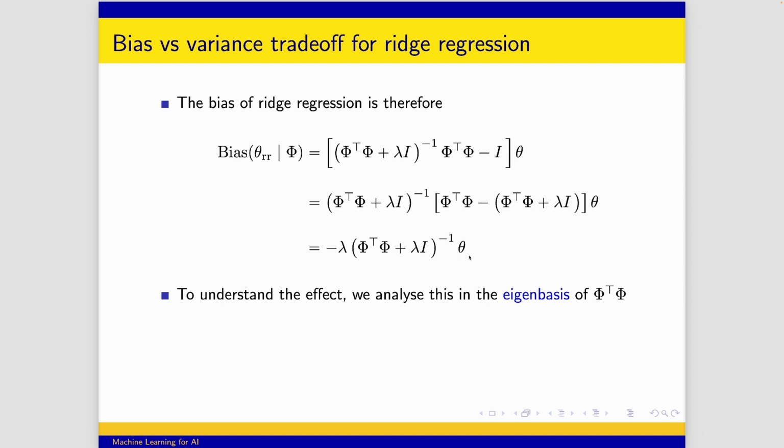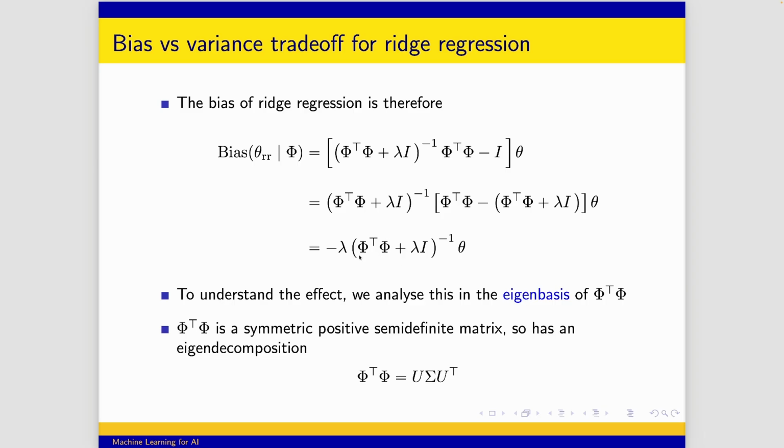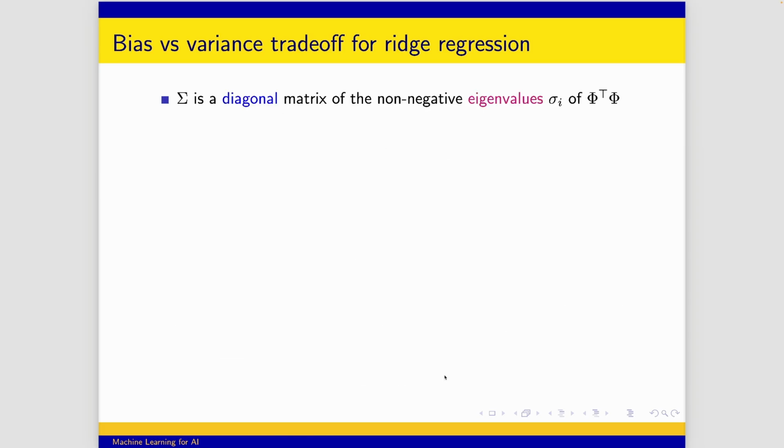Now, to understand what this implies, we're going to look at the eigenbasis of this matrix here, phi transpose phi. Now, we know it's a symmetric positive semi-definite matrix, so it will have an eigen decomposition of this form. We can write phi transpose phi as some matrix U times another matrix sigma times the same matrix U transpose. So what are these matrices? Well, sigma is a diagonal matrix. And what does it have along the diagonal entries? The eigenvalues sigma i of this matrix.